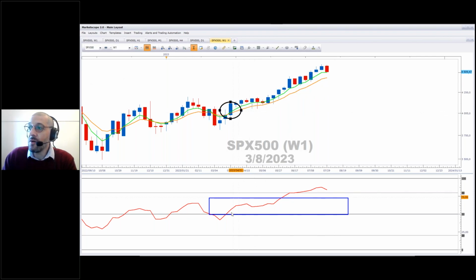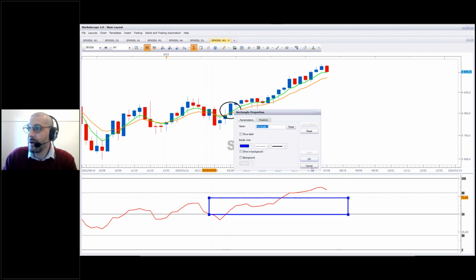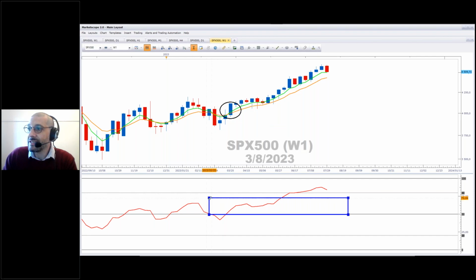There is also a positive RSI. It's above 50, but there's a problem here. What is the problem? It's the overbought condition. Above 80 is overbought.